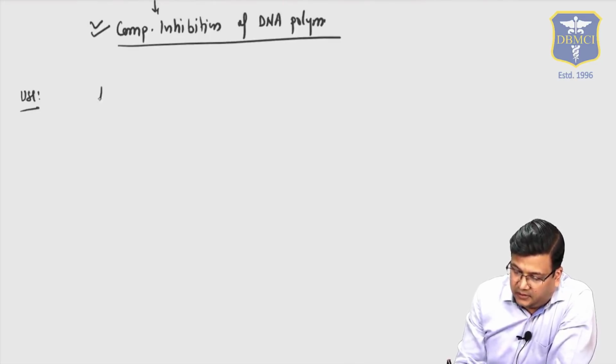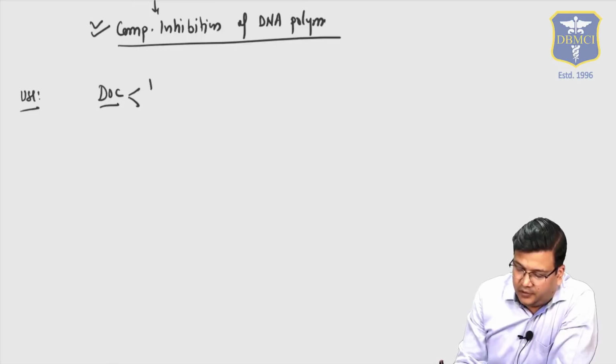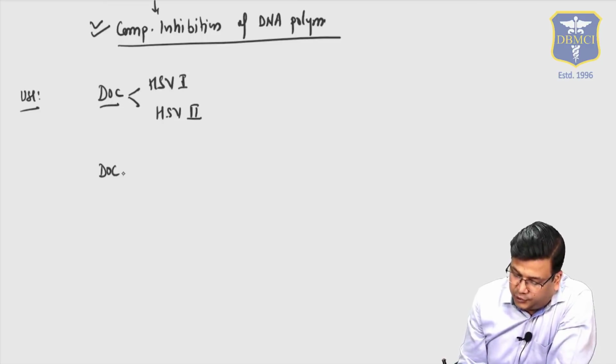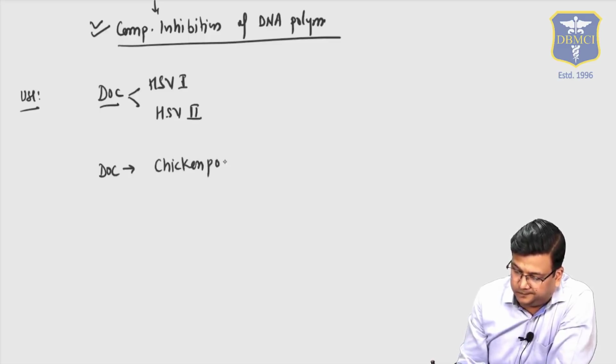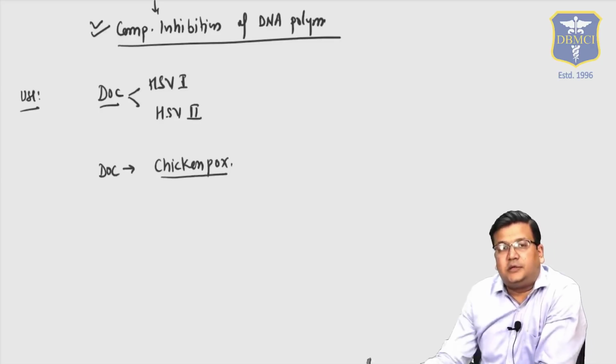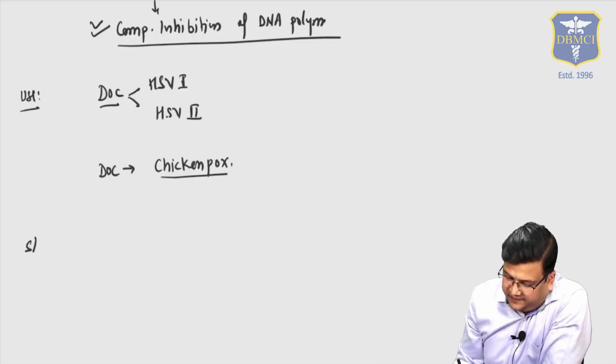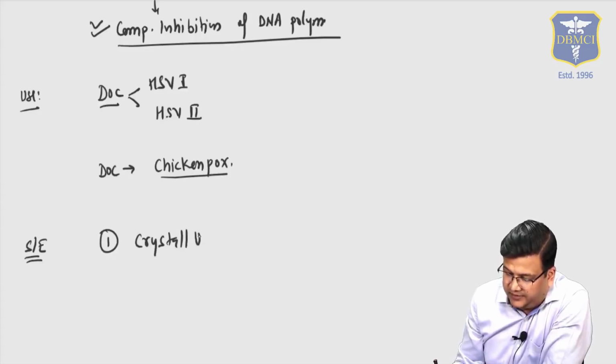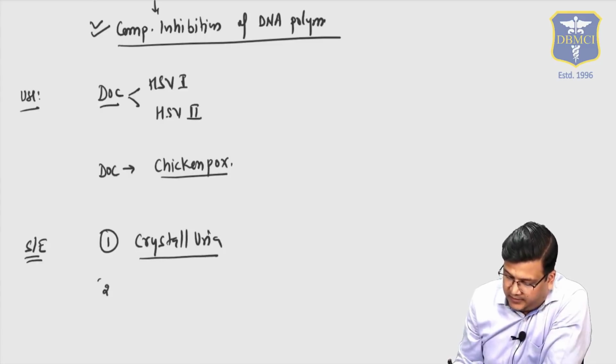Acyclovir is the drug of choice for herpes simplex virus, whether type 1 or type 2, and it is also the drug of choice for chickenpox. These are the 2 uses of acyclovir. The side effects of acyclovir: number 1, it can cause crystalluria, it can precipitate in urine, and it can cause some neurotoxicity.